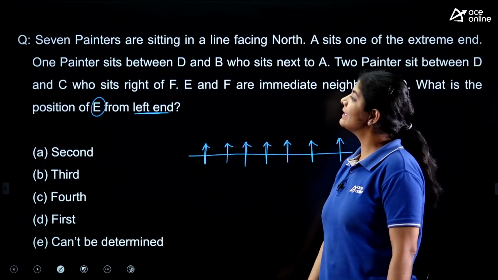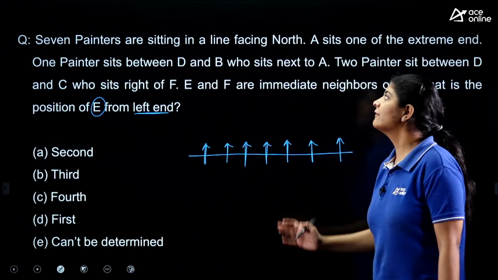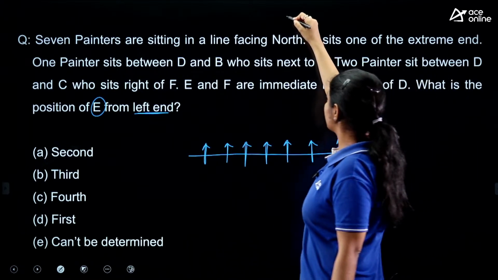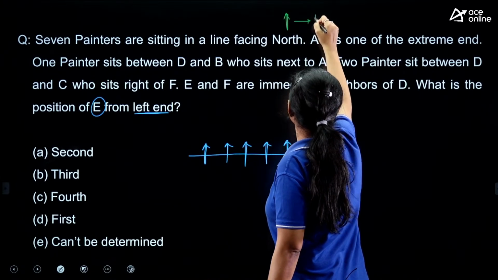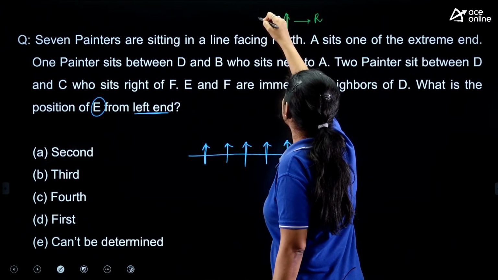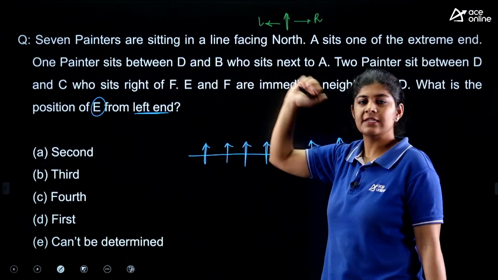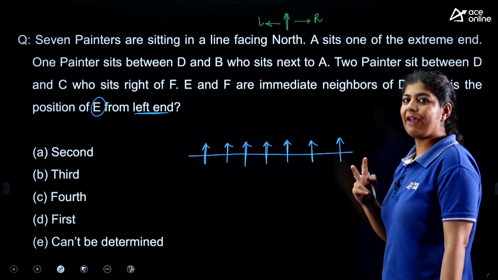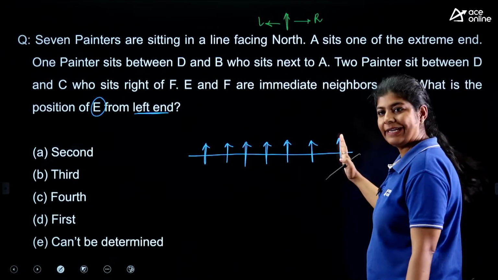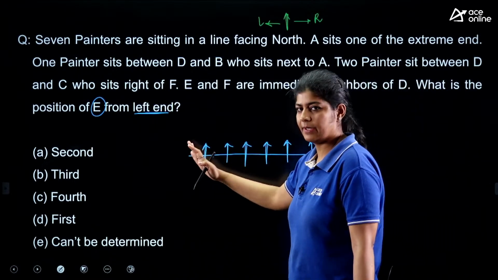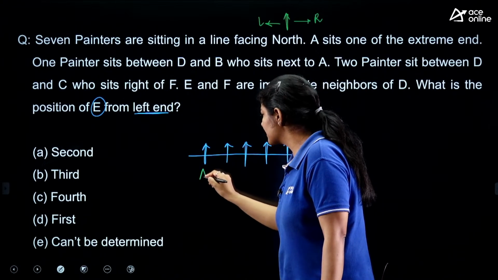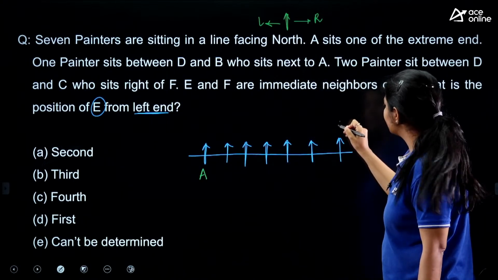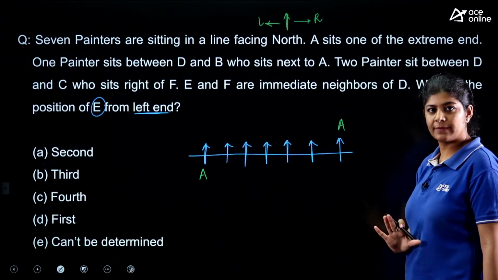So the question says that 7 painters are sitting in a line facing north. If someone is facing north, that means this is the right side and this is the left side, right? Okay. A sits at one of the extreme ends. We have 2 extreme ends: this is my right extreme end and this is my left extreme end. So we will make 2 cases. This is my case number 1 and this is my case number 2. These are the 2 possible conditions, right?